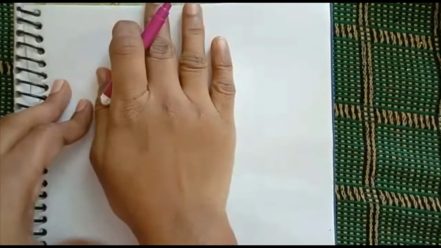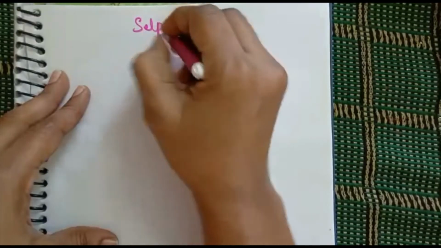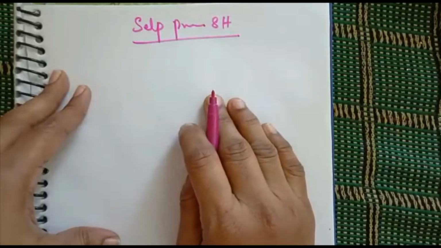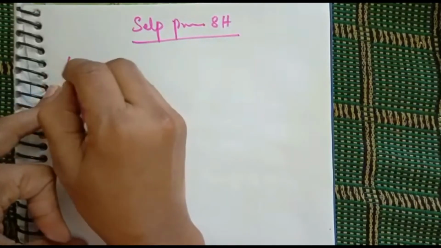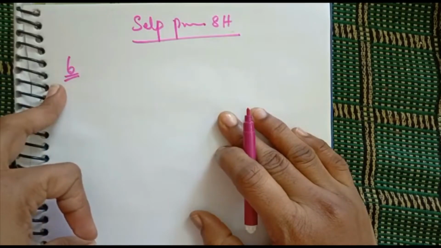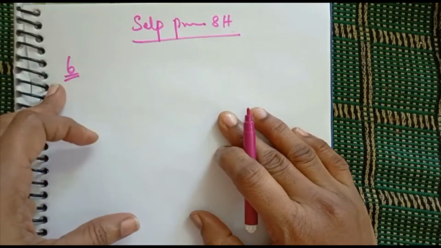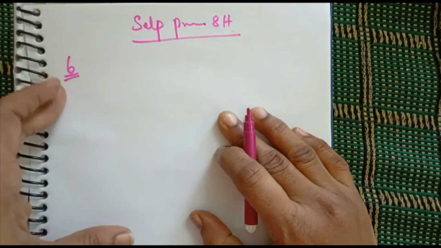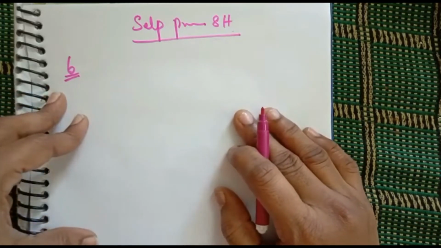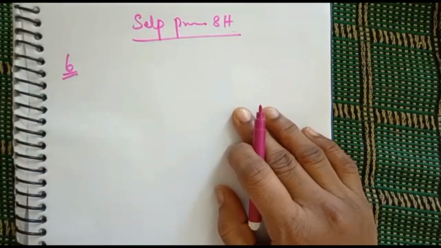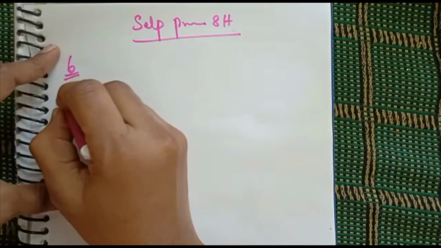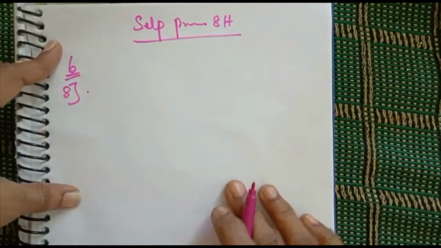Then listen students, self practice 8H, till the 60th question. The 60th question I have done in the online class, and I have sent the images also. So you just go through it. Now let's start with the 8th question. Listen, see the 8th question. What is the question?